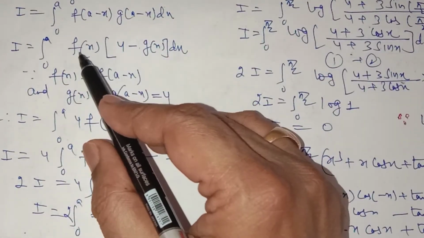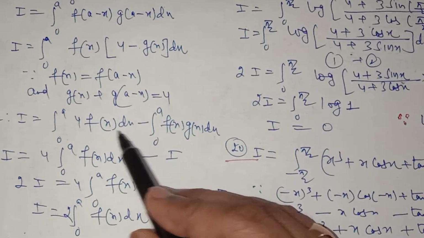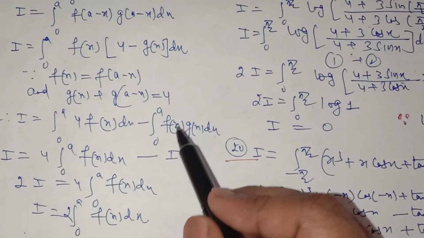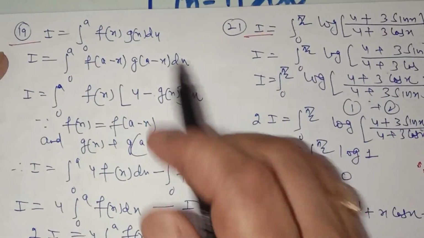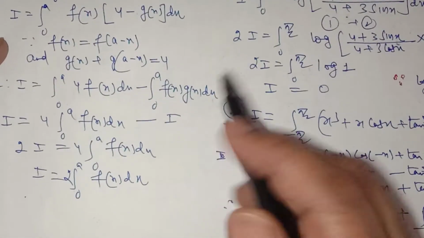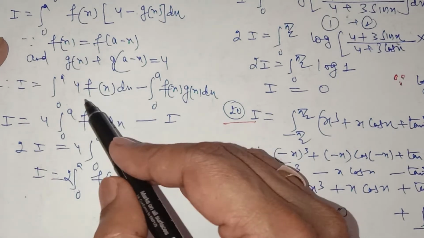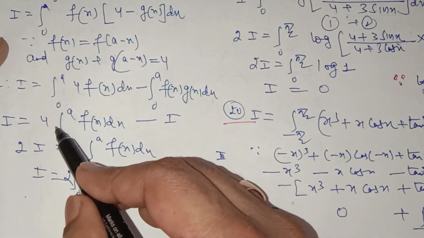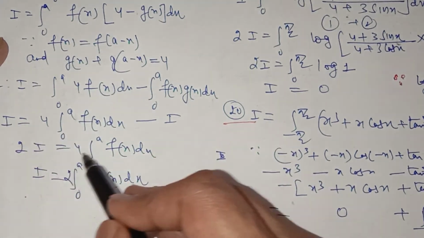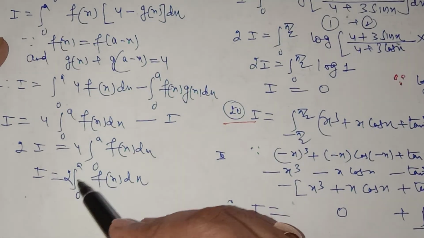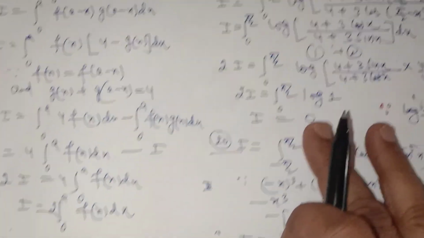Now multiply and open this, and you'll get 2 integral, and this is equal to I, as we started. So in place of this you can write I. Take this to the left hand side, it will become 2I, and this is 4 f(x), and 4 divided by 2 will be only 2 here, so it is equal to 2 times integral 0 to a f(x) dx.